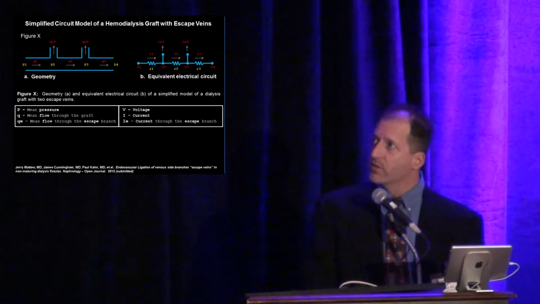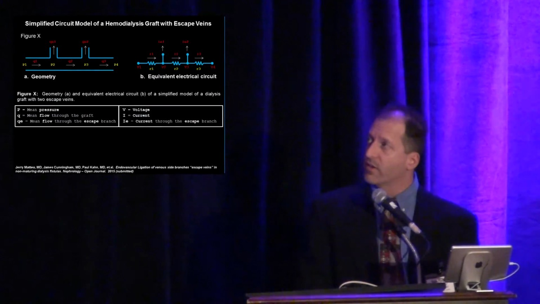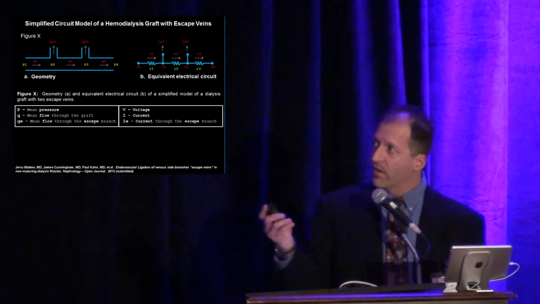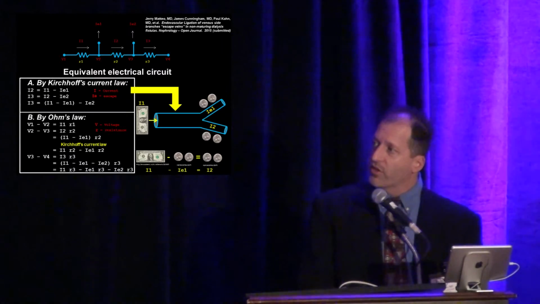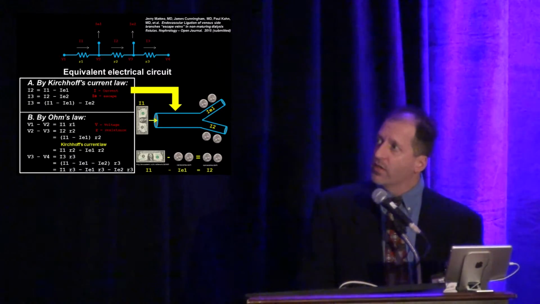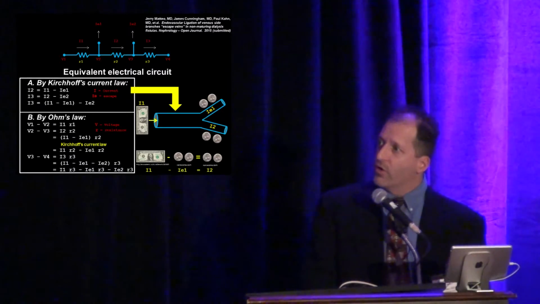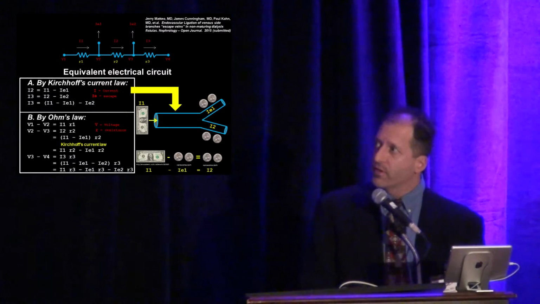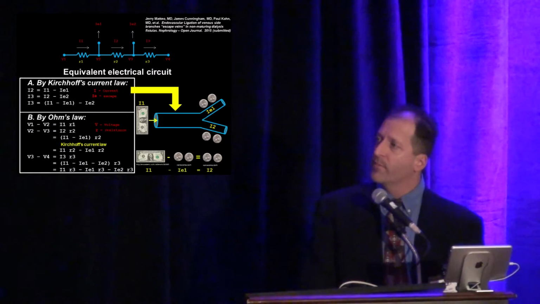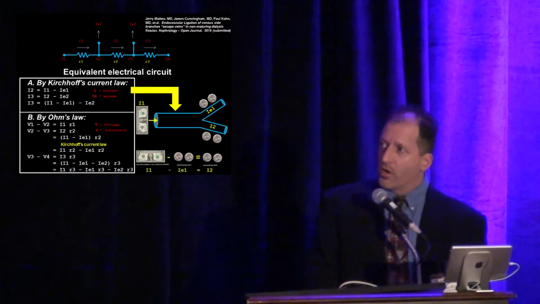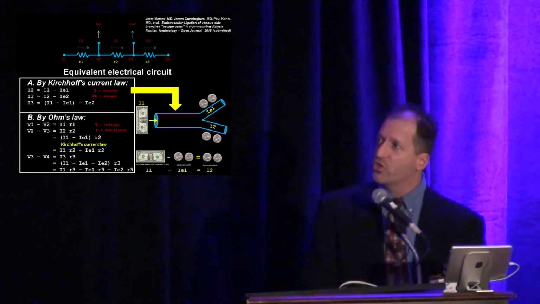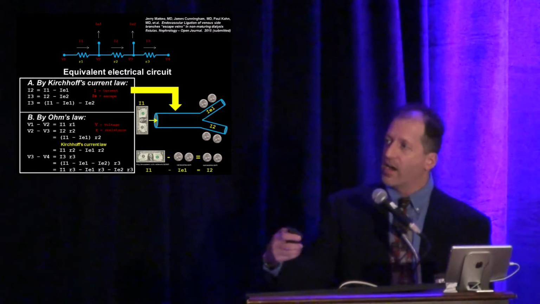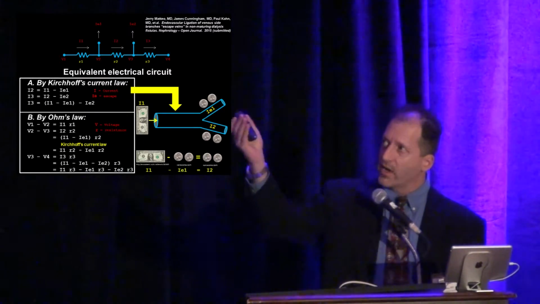So when you look at this slide here, this is a simplified circuit model of a hemodialysis graft with escape veins. Now if you look at the electrical current, you have your V1s, V2s, your V is your voltage and your I is your current, and we're using IE as the escape veins. And on the other side we're using P for pressure, and we're using flow and IE for the escape veins. So when we look at it like this, we're going to be using Kirchhoff's current law and Ohm's law. So Kirchhoff's law is pretty easy. What it says is I2 equals I1 minus IE1 minus IE2. And now IE1 and IE2 are the escape veins.